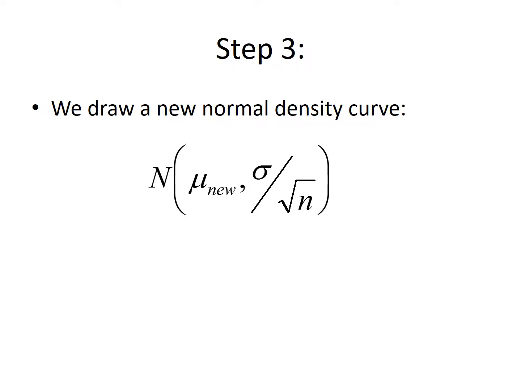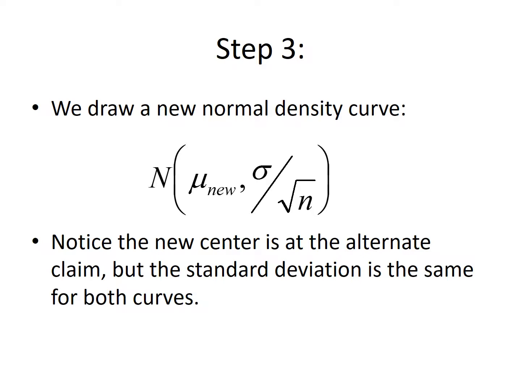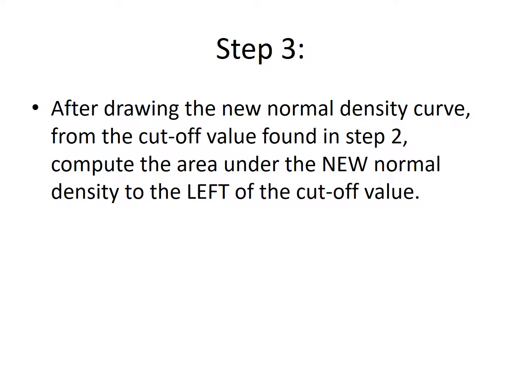So we're going to draw a new normal density curve centered at the new alternate claim with the same standard deviation from the sampling distributions that we had before. And this is how you start step 3. So the new center is at the alternate claim, standard deviation is the same for both curves. After drawing the new normal density curve, from the cutoff value found in step 2, compute the area under the new normal density to the left of the cutoff value.